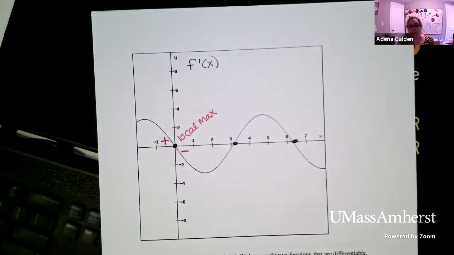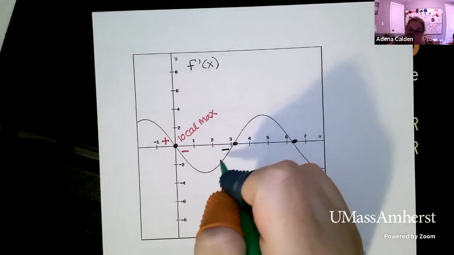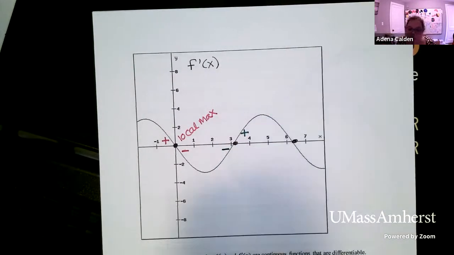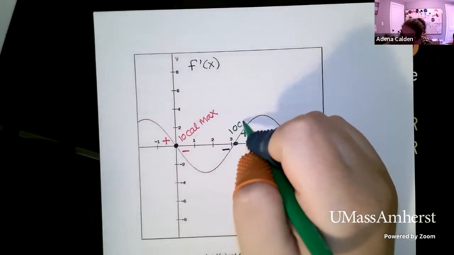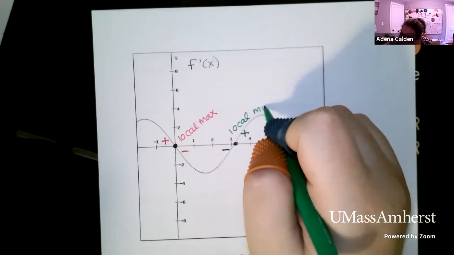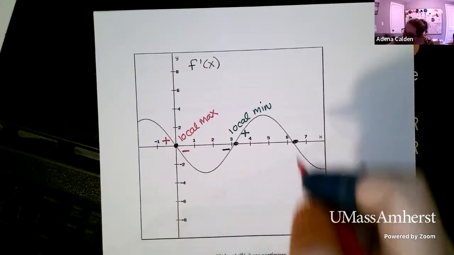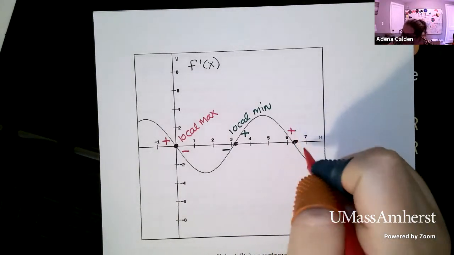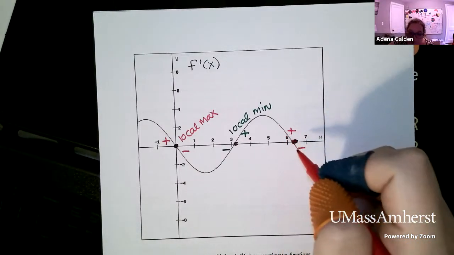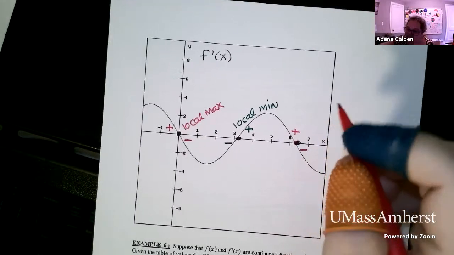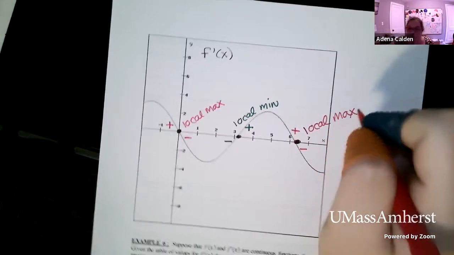Okay. Now we go over to our next critical point. We see that to the left, we are negative because we are below the x-axis. And then we change to positive. And so if your first derivative changes from negative to positive, your critical point is going to be a local minimum. And then finally, our last critical point over here, again, we see what's going on to the left and to the right of our critical point. To the left, we are positive because we are above. To the right, we are negative because we are below. If you go from positive to negative, you have a local maximum.